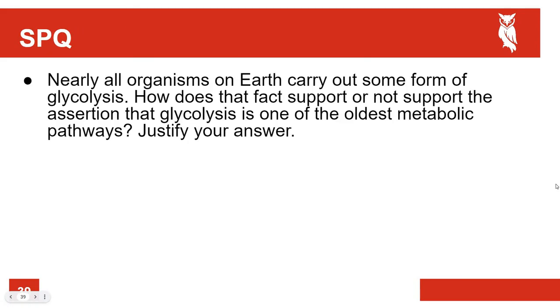Nearly all organisms on Earth carry out some form of glycolysis. How does the fact support or not support the assertion that glycolysis is one of the oldest metabolic pathways? Justify your answer. Who wants to do that one? Any thoughts? Go ahead. So if it happens in all life forms, would it have to happen in like the first ones? Okay, that's pretty much it, right? This goes behind the hypothesis of a common ancestor. Like, hey, this common ancestor used glycolysis, then all of the offspring would use glycolysis too.